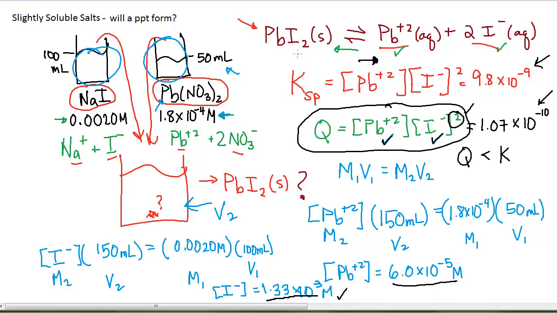It won't actually shift to the right because I don't have any solid, but it will not precipitate. It will not shift back to the left and form the precipitate. If I end up with a Q that is bigger than K, if the Q is too big, it needs to get smaller, which means a shift to the left, which means you would see the precipitate form. So in this case, my two solutions have small enough concentrations of iodide ion and lead ion that they will stay dissolved in the solution, and I will not see a precipitate form in the bottom of this.